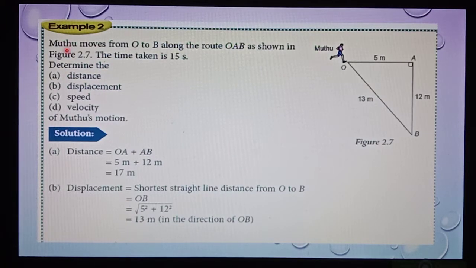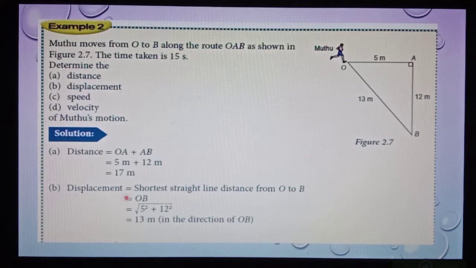Example 2. A motor moves from O to B along route OAB. The time taken is 15 seconds. Determine the distance, displacement, speed and velocity of the motor's motion. The first one, distance, is the total length of route traveled. You must know where the initial point is and where the final point is. This is initial, this is final. So the total path traveled is OA plus AB, 5 plus 12, so we get 17 meters.